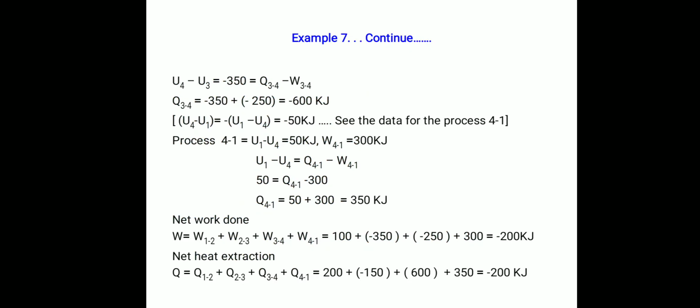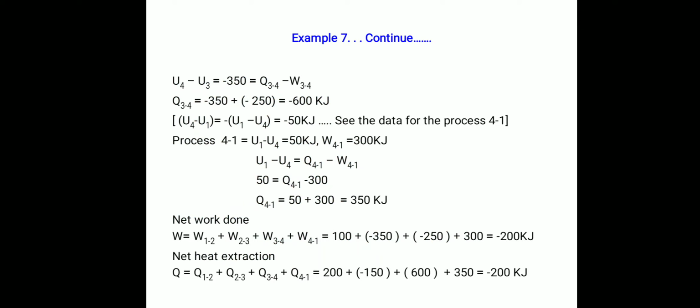Then for the 3-4 process we can calculate that u1 minus u4 also, and similarly for the process 4-1, u1 minus u4, we can apply the given values or the calculated values, and we get 350 kilojoules for Q 4-1 process.